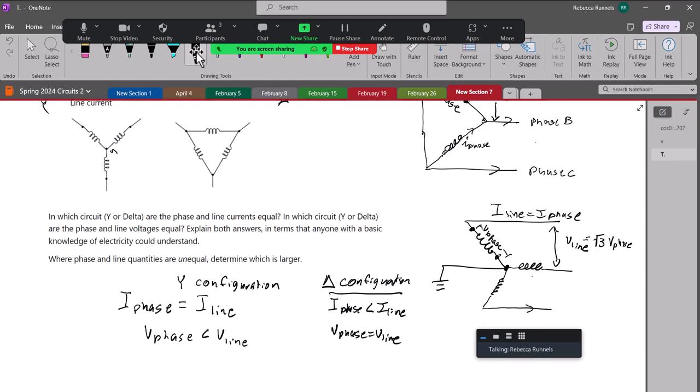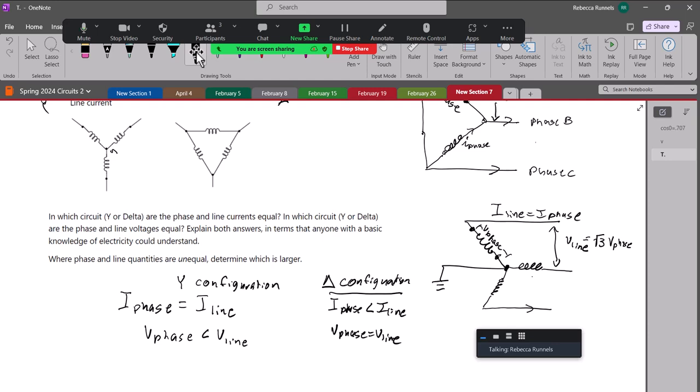All right, any questions on that? And anytime there's going to be a difference like this, we know it's going to be a square root of 3. So if I phase is less than I line, then I line is going to be square root of 3 times I phase.